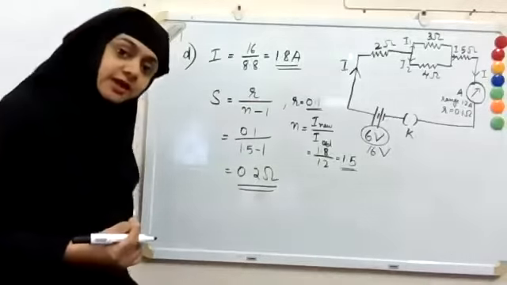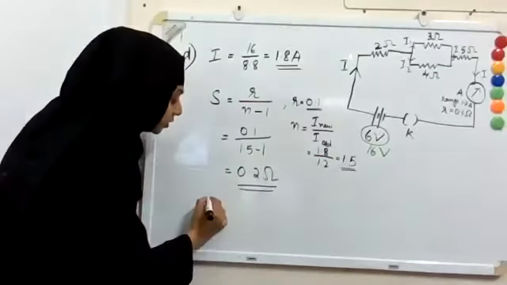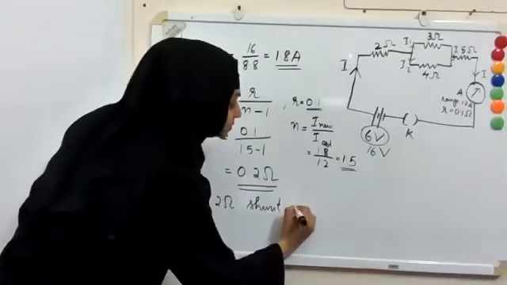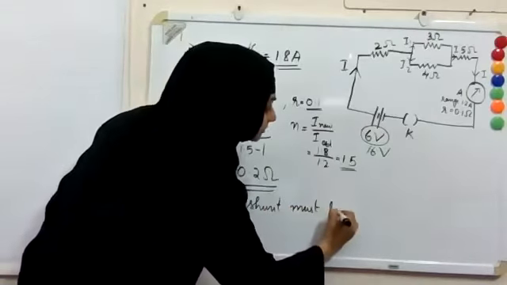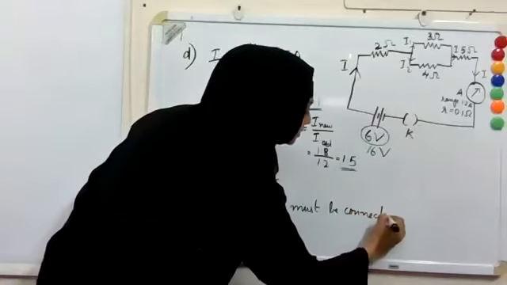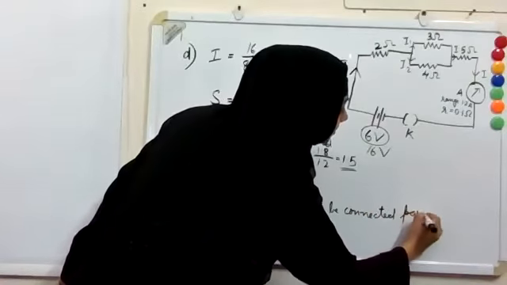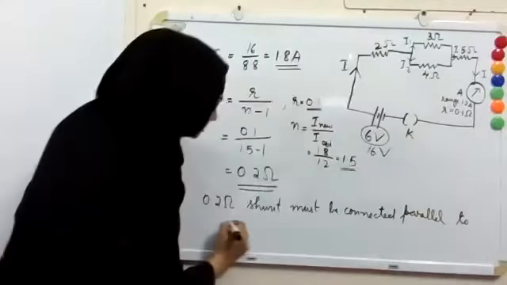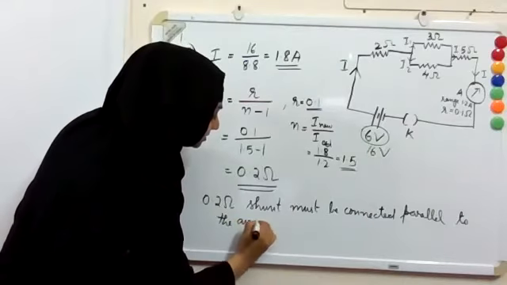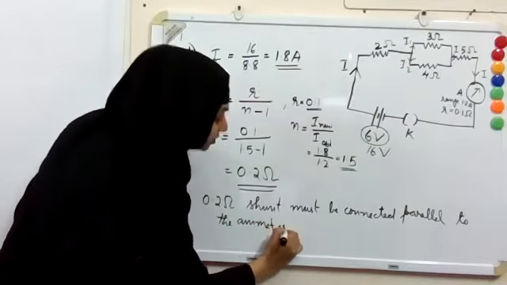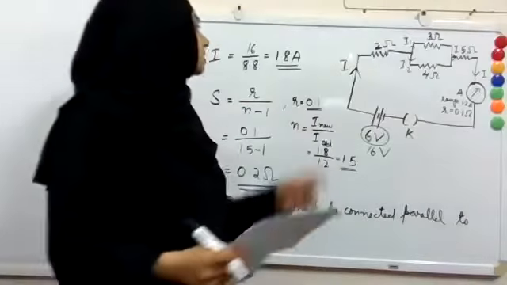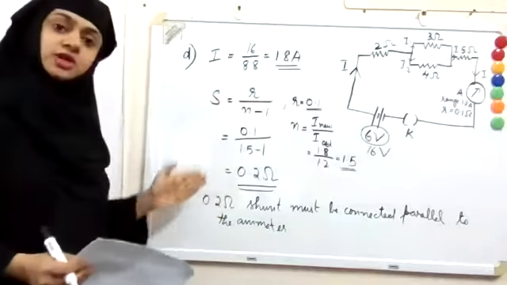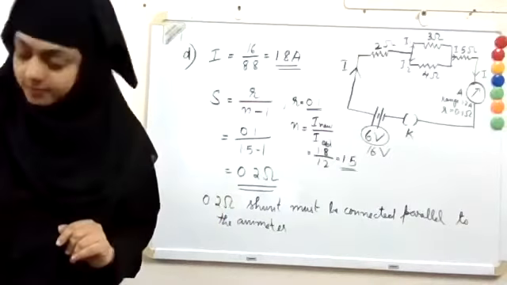So you have to tell that a 0.2 ohm shunt must be connected in parallel, because shunt should be connected parallel to the ammeter. Is that clear to you? So the range of the ammeter will increase to 1.8 and you can measure this current. So that is the answer for D part. Is it clear to you now?